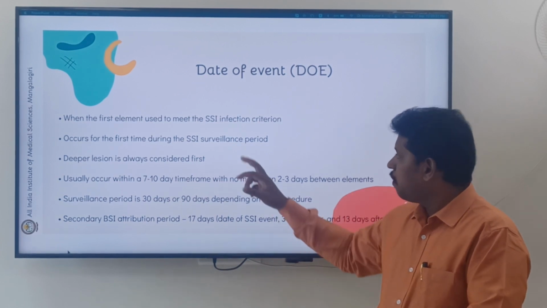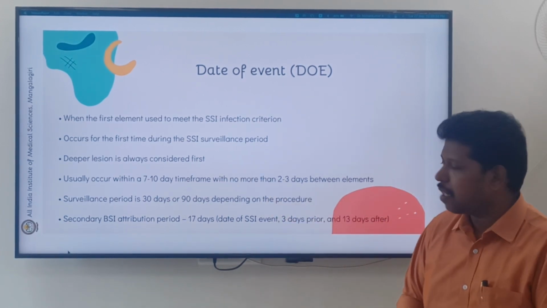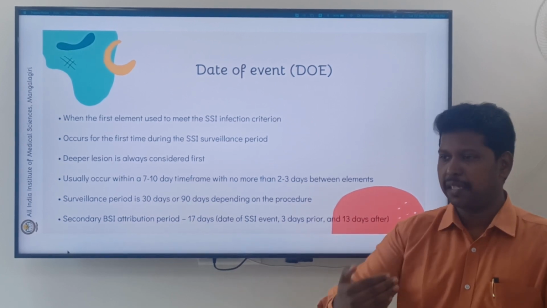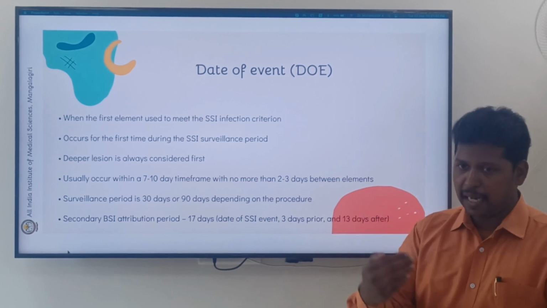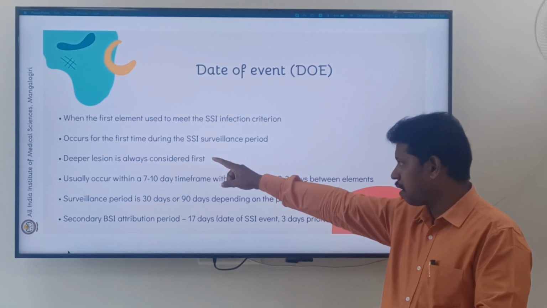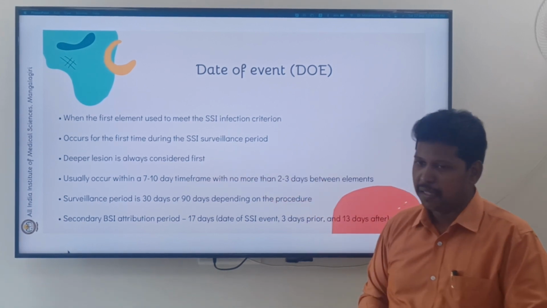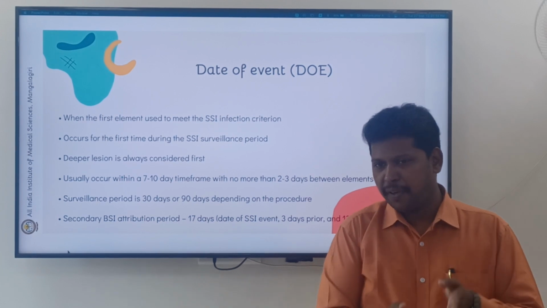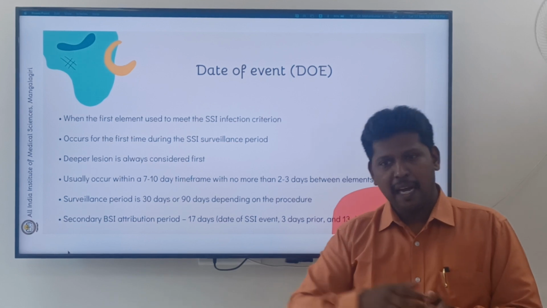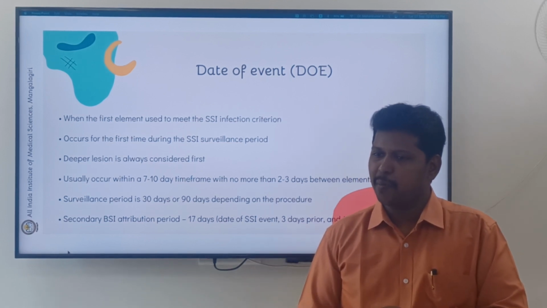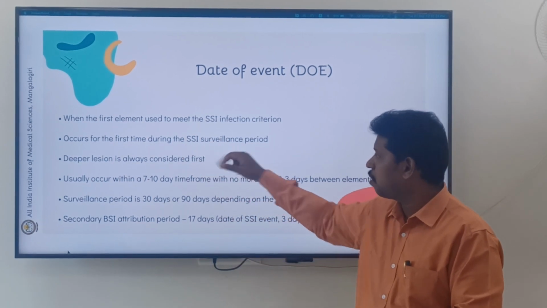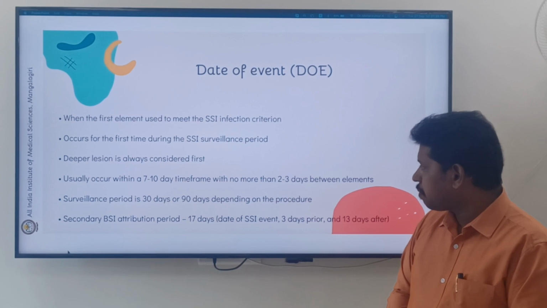When the first element used to meet the SSI infection criteria, there is a specific criteria which I will talk about in the further slides. That date will be taken as the date of event, and it should occur for the first time during the SSI surveillance period. In a 30-day period, after 5 days we document an infection, like SSI criteria is fulfilling. After 14 days, again one more is coming. So the date of event will be the first one. Whenever SSI is first documented, that will be the date of event.